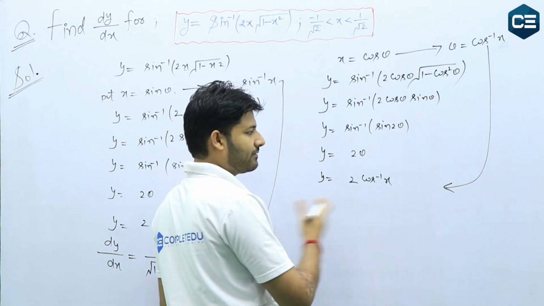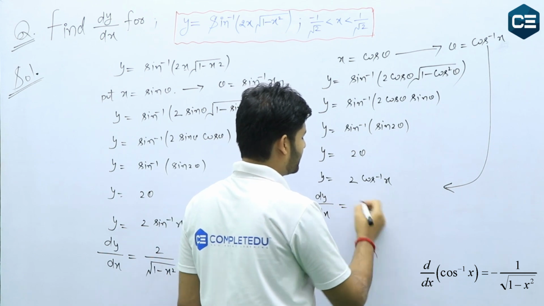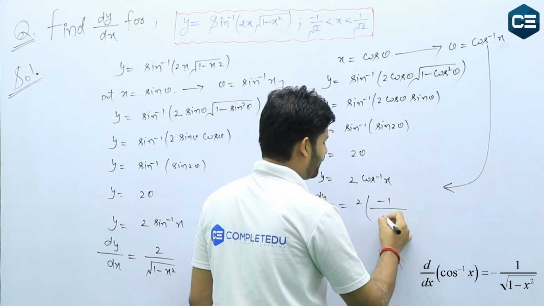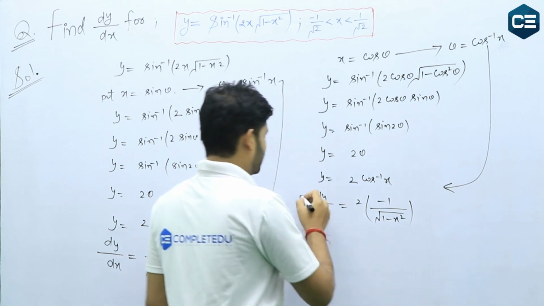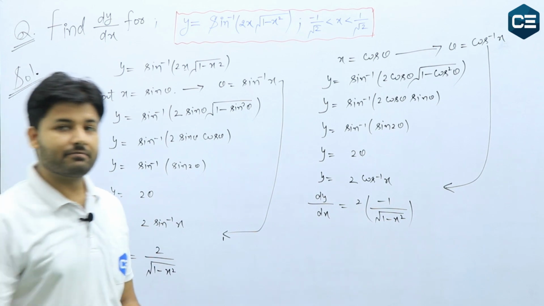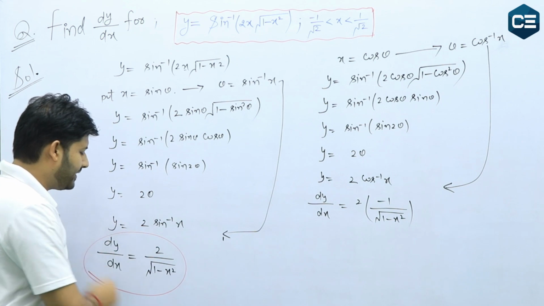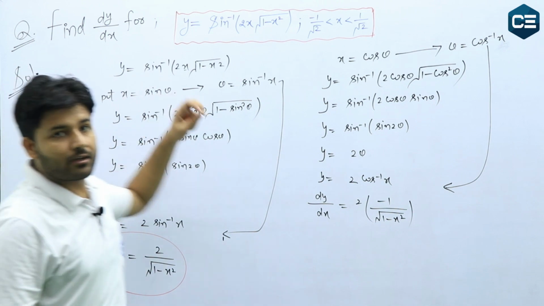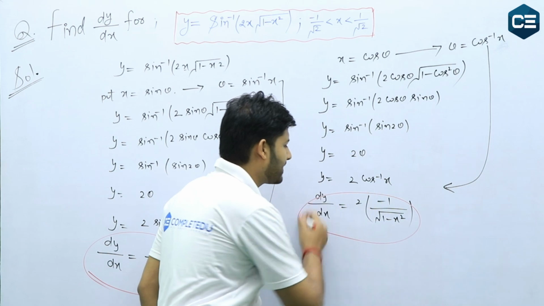So on differentiating both sides with respect to x, we get dy by dx equals 2, and the derivative of cos inverse of x we see is negative 1 over square root of 1 minus x square. So you see, same question but with different substitutions, we get two different answers. On the one hand, when you put x equals sine theta, we get dy by dx equals 2 over square root of 1 minus x square, and now substituting x equals cos theta, we get dy by dx equals negative 2 over square root of 1 minus x square.